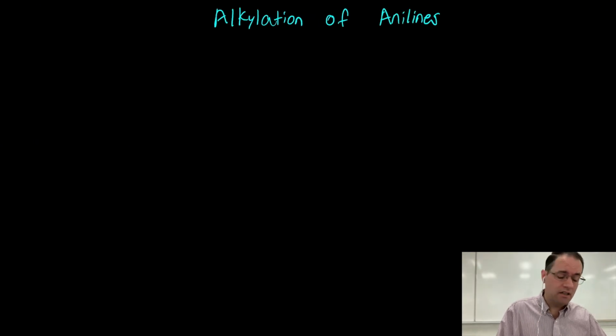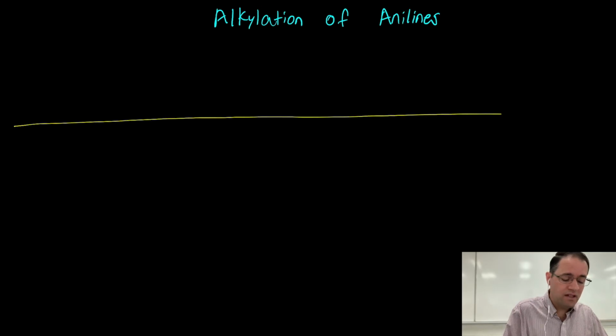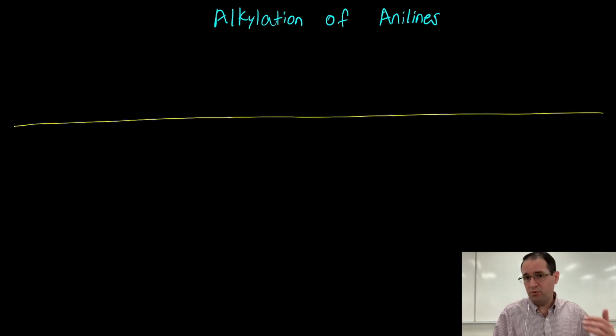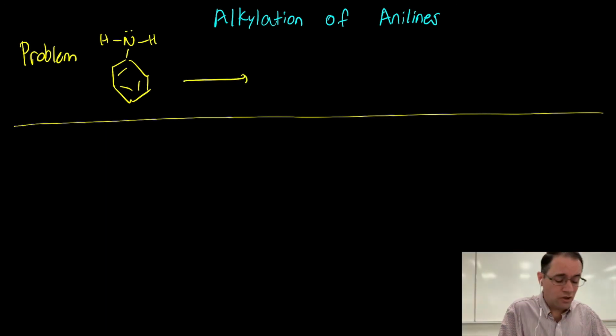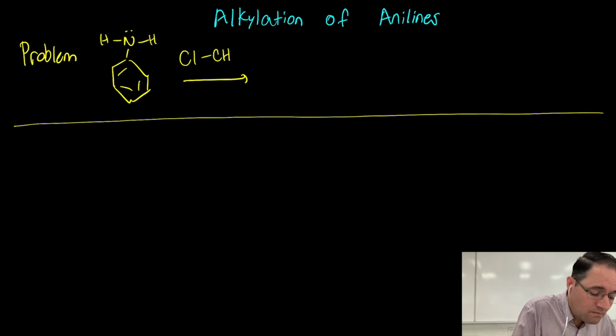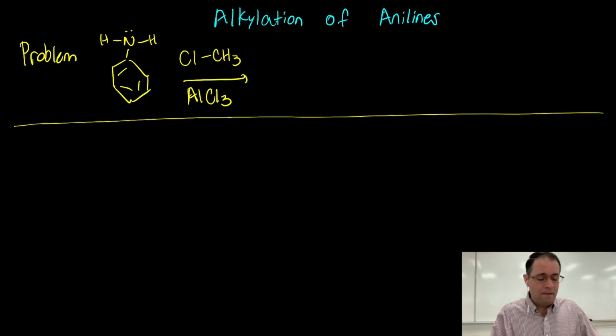Another thing is the alkylation of anilines. And once again, I'm going to present this as a problem and then a solution. So here's the problem. If you take aniline, and we treat this with, I don't know, chloromethane and aluminum chloride, we want to get, you know, methylaniline or something like that.